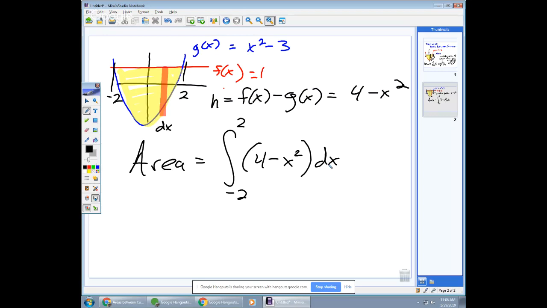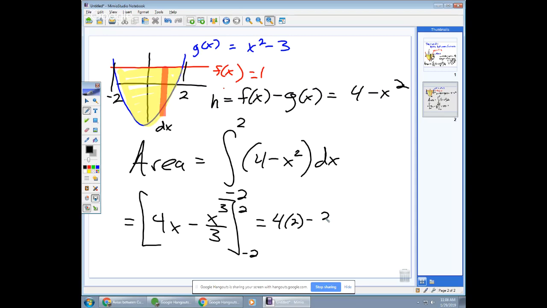So we can do this, right? What's the antiderivative for 4? 4x. What's an antiderivative for x squared? 1/3 x cubed, or x cubed over 3, whichever your preference. And then we need to evaluate that from -2 to 2. So then I'm going to get 4 times 2 minus 2 cubed over 3, and then take away parentheses 4 times -2.